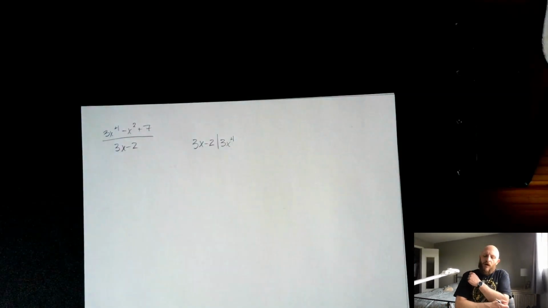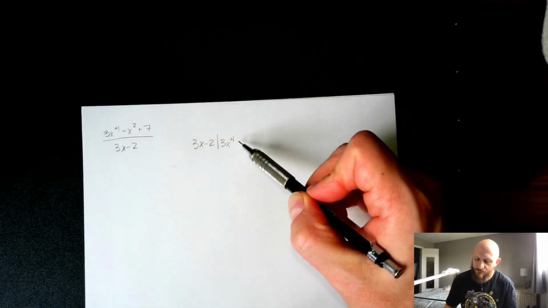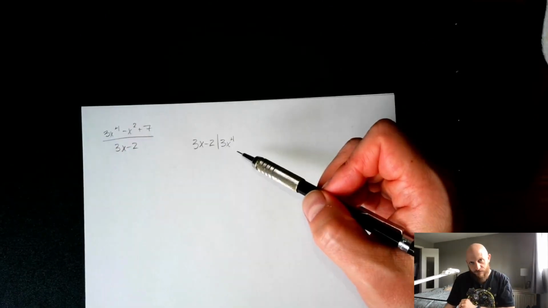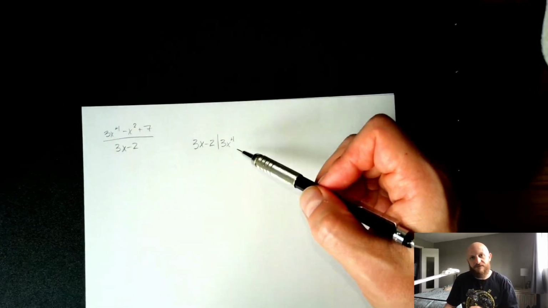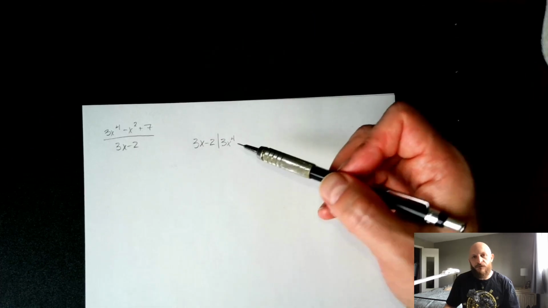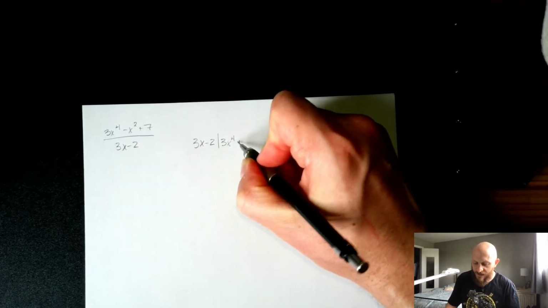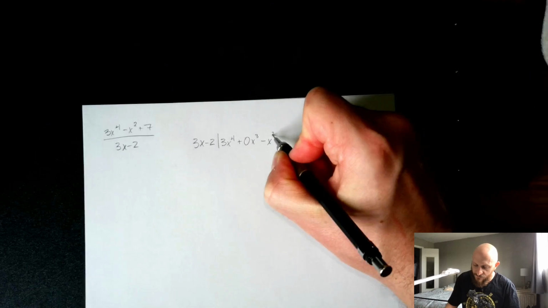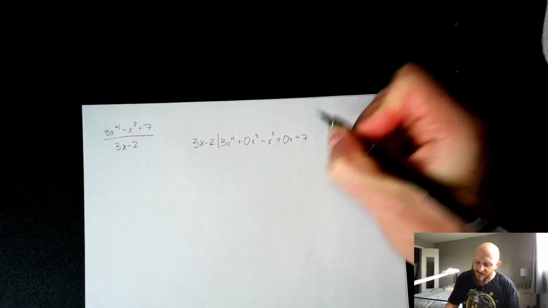So when you're writing out polynomial division, when you're writing out the dividend, make sure to add in all of the descending powers. So how do we add in the cubic and the regular x power? Well, we add them in with a coefficient of 0. So this is the same as 3x to the fourth plus 0x cubed minus x squared plus 0x plus 7.